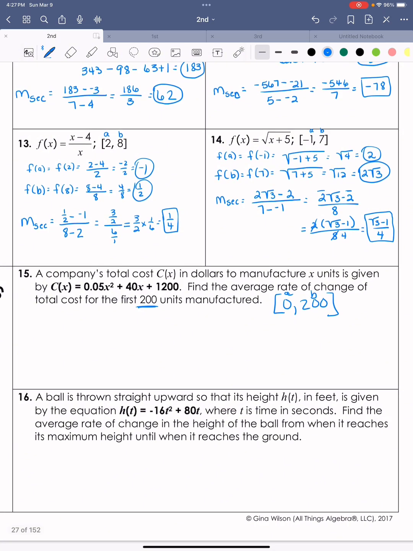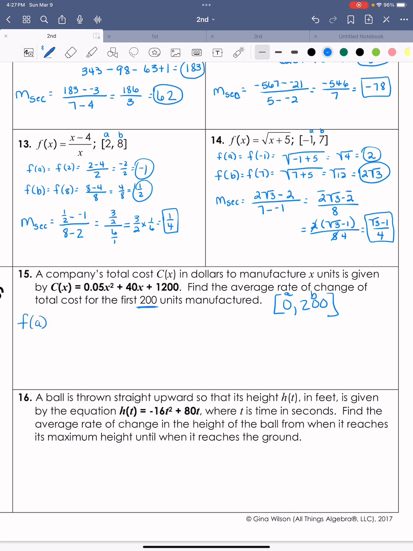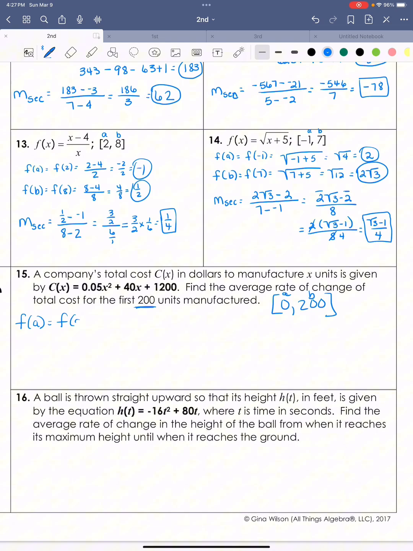All right, to find f of A, I want to find f of 0. When I plug 0 into that quadratic expression up there, I've got 0.05 times 0 squared plus 40 times 0 plus 1200. So that's going to give us 1200 for f of A.